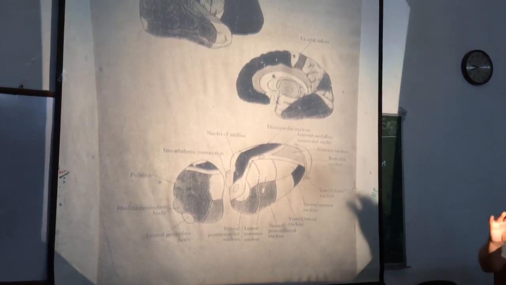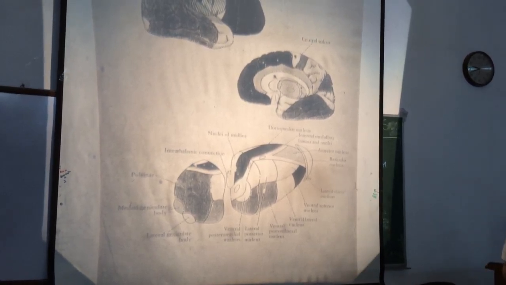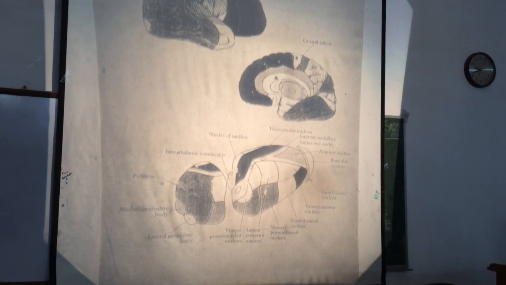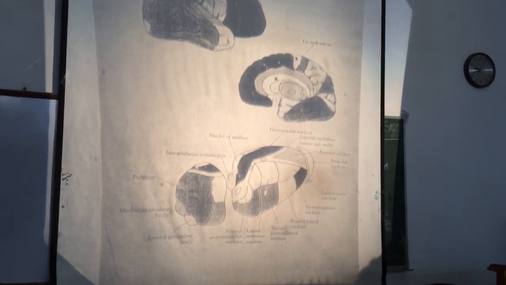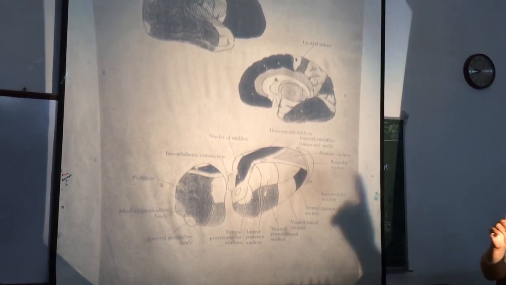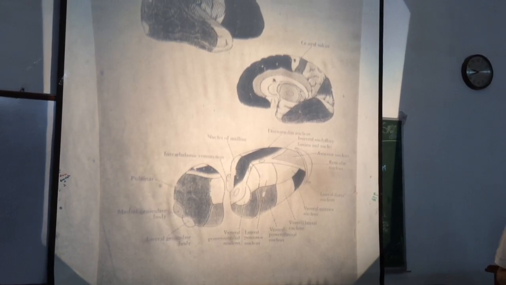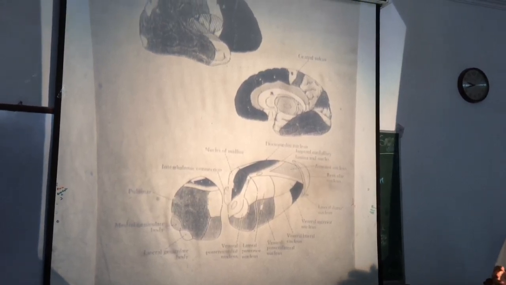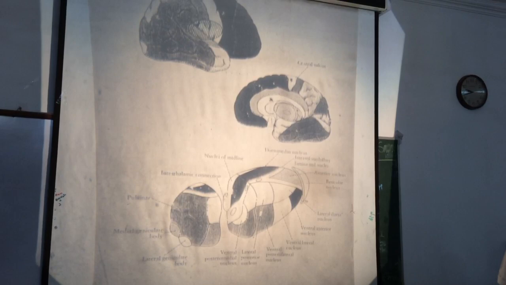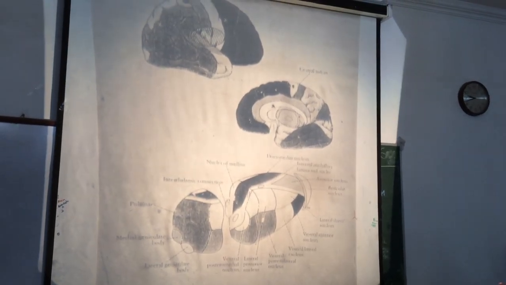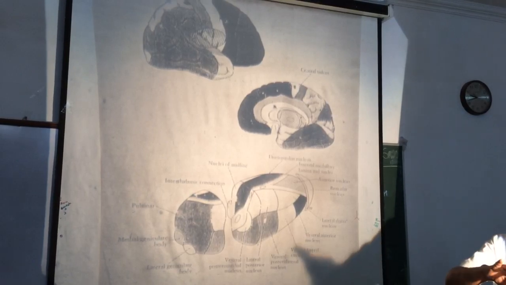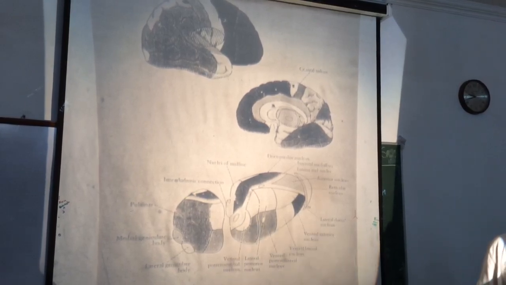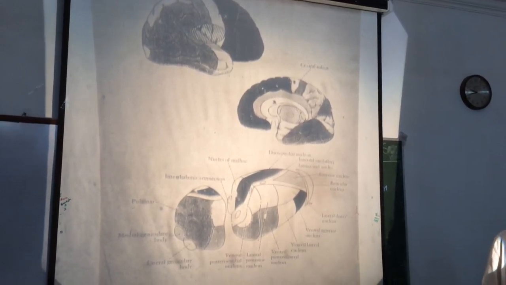On the superior surface of thalamus, there is a layer of white matter which is called stratum zonale. Stratum zonale is a layer of white matter on the superior surface of the thalamus.